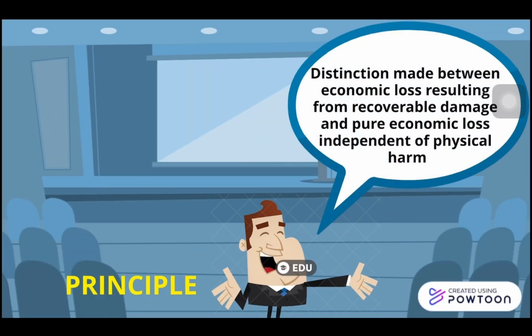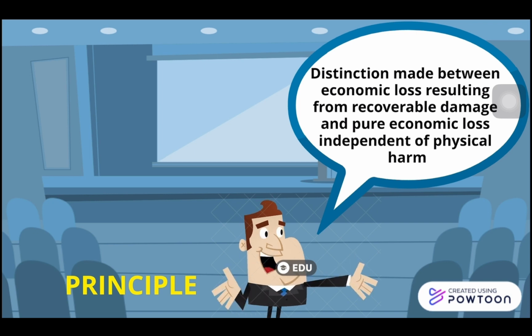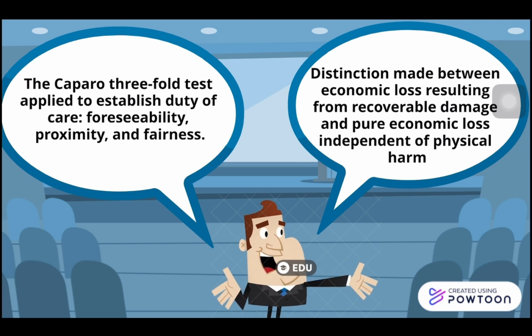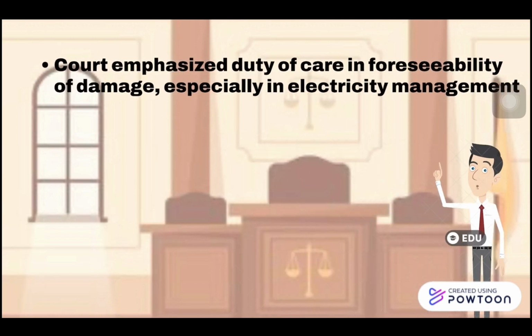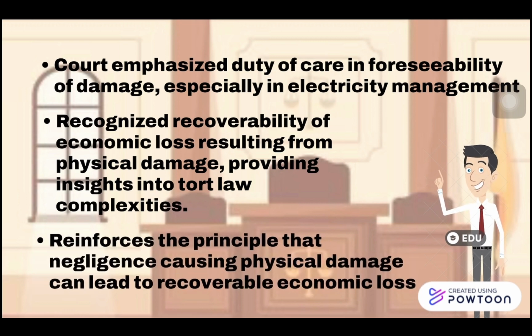The principles are: a distinction made between economic loss resulting from recoverable damage and pure economic loss independent of physical harm, and the Caparo threefold test applied to establish duty of care, which is foreseeability, proximity, and fairness. The court emphasized duty of care and foreseeability of damage, especially in electricity management, and recognized recoverability of economic loss resulting from physical damage, providing insights into tort law complexities. Lastly, it reinforces the principle that negligence causing physical damage can lead to recoverable economic loss.